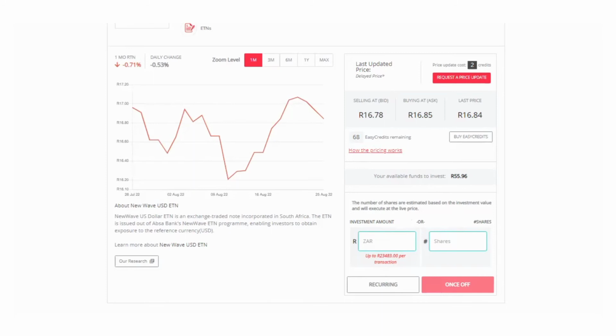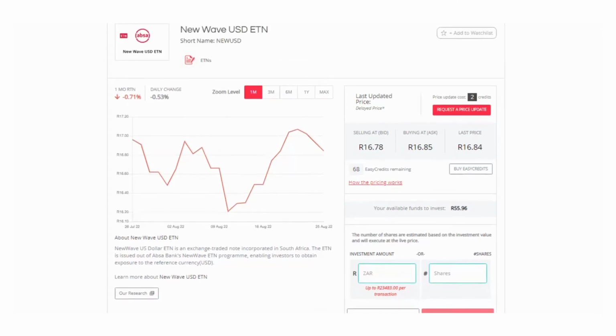Obviously, with ETNs, make sure wherever you buy the ETN, it's being sold by a credible institution. Obviously, ABSA is pretty credible. I don't see the bank collapsing at all in the next, say, 100 years or hopefully 50 years. So you should be fine buying an ETN from them.